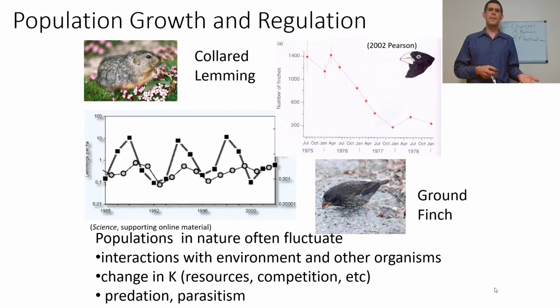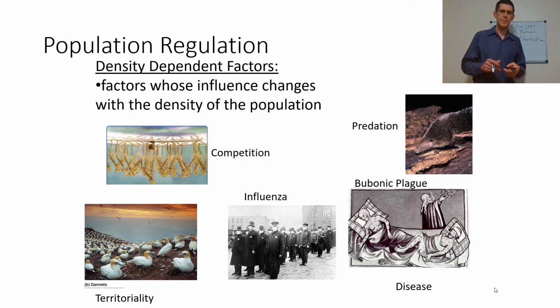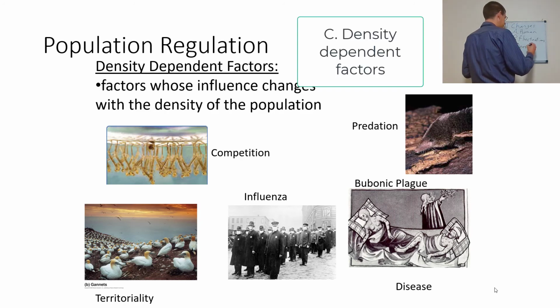You can also see the collared lemming. They have these population fluctuations due to predators. That's a biotic factor. It's also a density dependent factor. Density independent factors are things that will just happen regardless of the density of the population: temperature shifts, wildfires, natural disasters specifically. A meteor hitting the earth didn't care about the density of dinosaurs. Those are population independent. Density dependent factors are going to have more of an impact as the population gets denser.